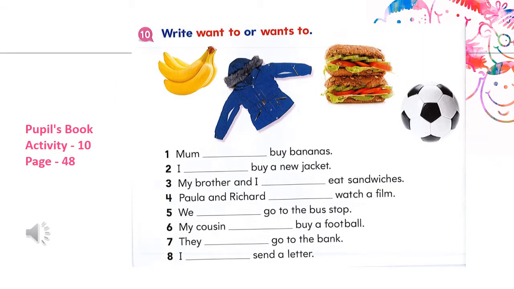Dear students, now go to page 48, activity 10. Here you will find 8 incomplete sentences, which you have to complete using want to or wants to. Students, in term 1 we studied present simple tense, where you have to put s with the main verb and where the verb will be single without any s. Have you remembered? Students, if you don't remember the rules, don't worry, we will revise the rules again in third term.